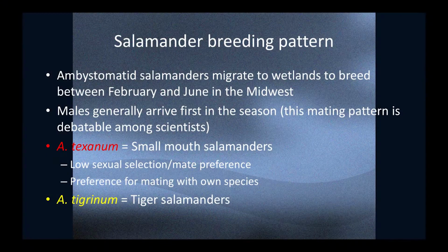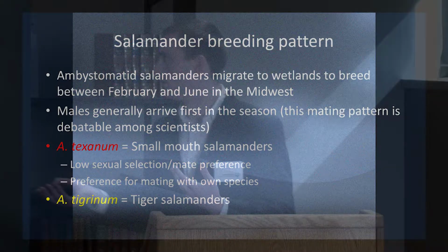So with a general breeding pattern, salamanders migrate to the wetlands to breed between the months of February and June usually, depending on the weather. And males generally arrive to the wetland first. And Texanum are also known as smallmouth salamanders. They have low sexual selection and mate preference. So if they are confronted with two different Texanum females, then the male won't necessarily pick one over the other. They're both equally likely to mate.